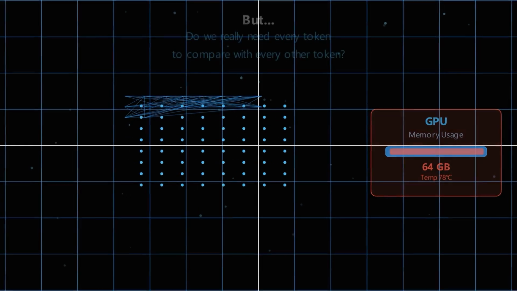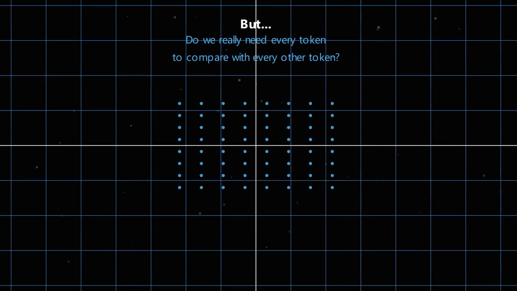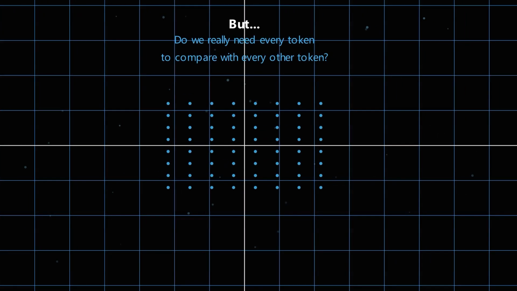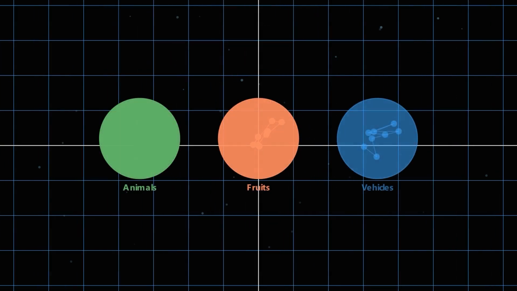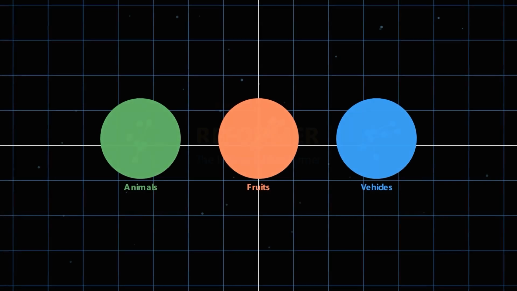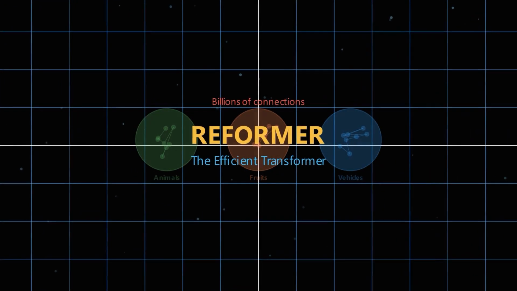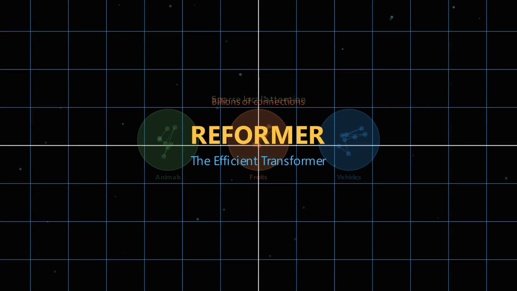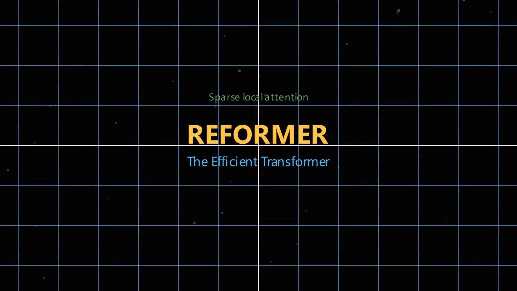But wait, is all of this computation really necessary? What if every token only looked at other tokens that were actually similar? That simple idea gave birth to one of the most elegant transformer architectures ever created. But how does a transformer actually discover which tokens are similar? Let's find out.